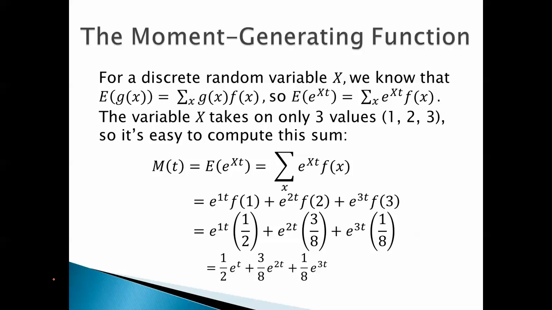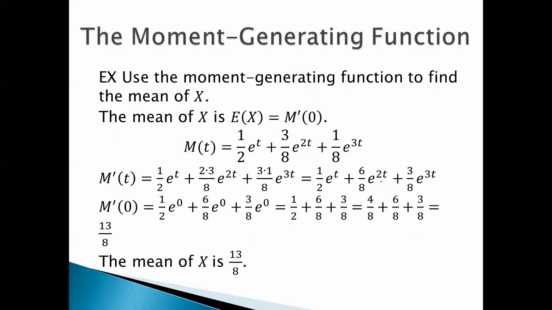m of t, the expected value of e to the xt, is just the sum of e to the xt f of x. So x might be 1, in which case we get this term here, e to the 1t f of 1. x can also take on the value 2, so we get this term here. And x can take on the value 3, so it leads to this term. So in other words, we get e to the 1t times a half plus e to the 2t times 3/8 plus e to the 3t times 1/8. And that's the answer that we end up with, as you can see there.